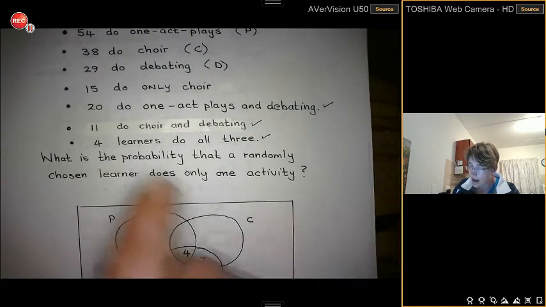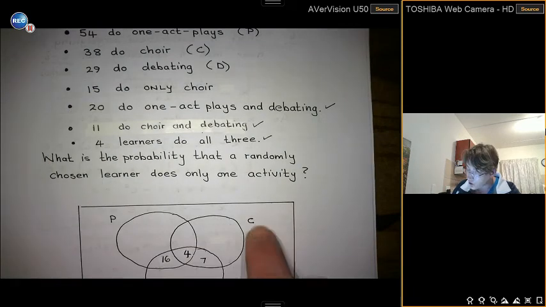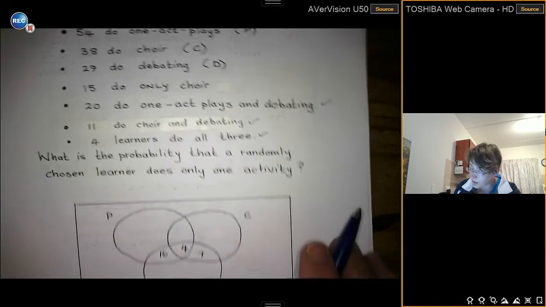Now the next one I have is they say 15 learners do only choir. So 15 learners do only choir. I can go to choir, and this is the space of the learners that do only choir. So I can put 15 over here.